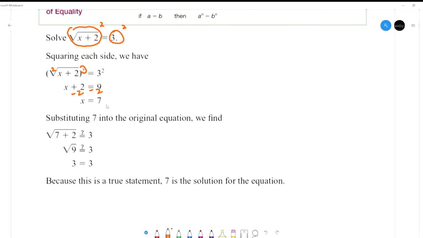So what do we do? We substitute x equals 7 back into the original. The original was the square root of x plus 2 equals 3, and we need to verify if this is true or not. So 7 plus 2 is 9, and the square root of 9 is equal to 3. So 3 does, in fact, equal 3. So x equals 7 is a solution.